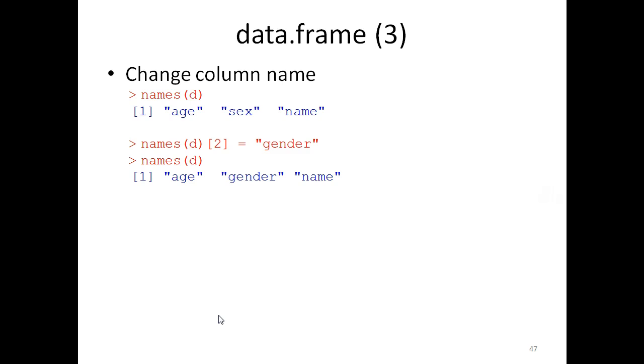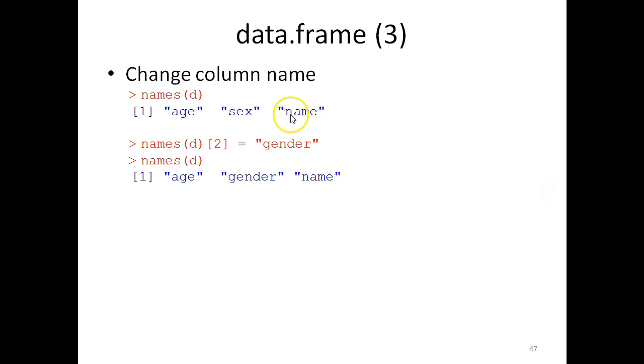If you want to see the names of the columns, of course you could look at the data frame itself, but you can also write names and then as an argument provide the data frame in which you want to look at the names. And then you get the names in a vector like this: age, sex, name.